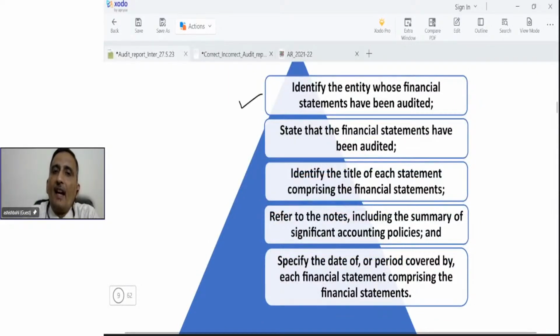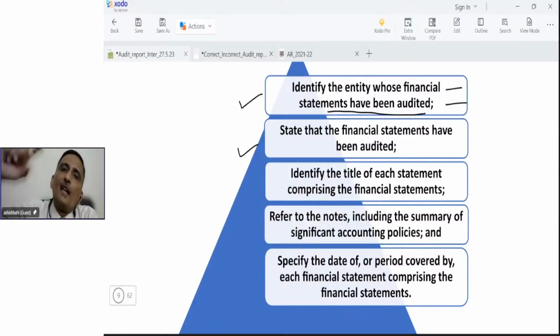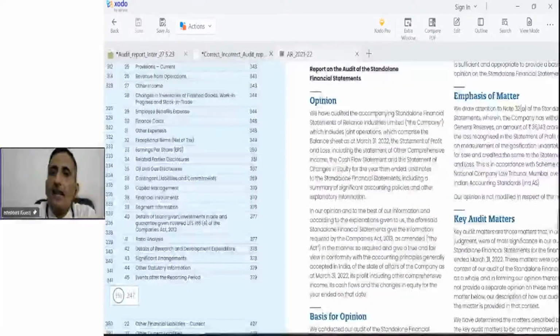Now identify the entity whose financial statements have been audited. The name of the company whose audit you have done, only then will it be known. Like opinion would start like that: We have audited the financial statements of, say, XYZ Limited. Okay. So identify the entity whose financial statements have been audited.